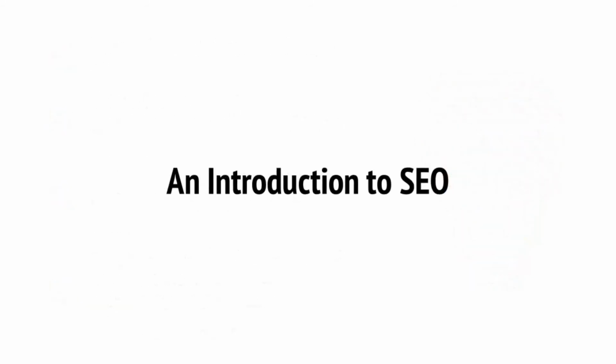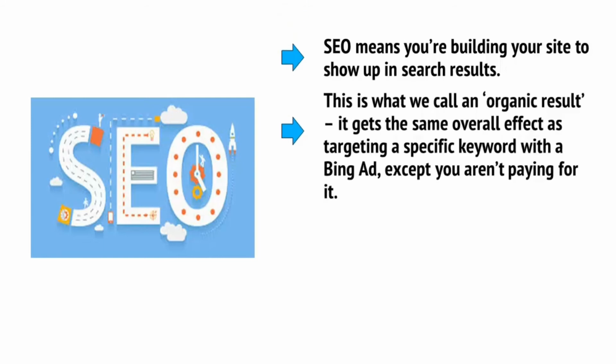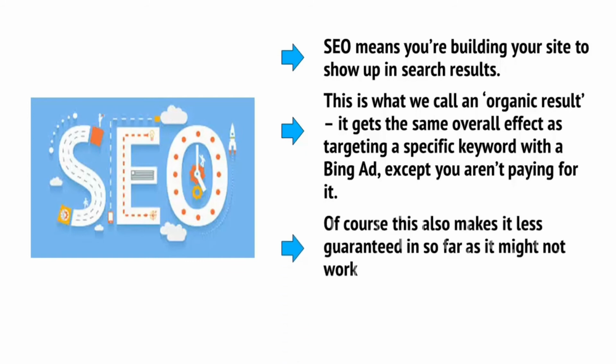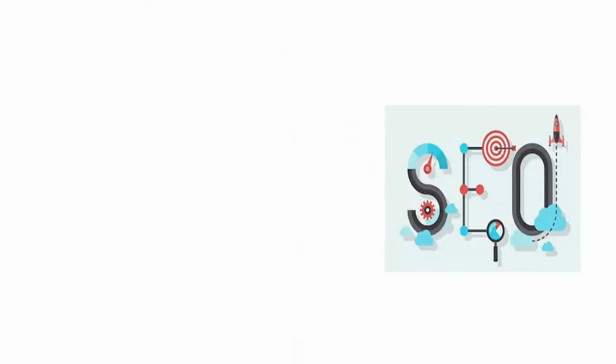Before we look at SEO for Bing specifically, it makes sense to first look at SEO generally. Just what is SEO? How does it work? And what does it involve from a marketing perspective? Essentially, SEO means you're building your site to show up in the search results, the aforementioned SERPs. This is what we call an organic result. It gets the same overall effect as targeting a specific keyword with a Bing ad, except you aren't paying for it. Of course, this also makes it less guaranteed insofar as it might not work. SEO is a lengthy process that's based a fair bit on luck.